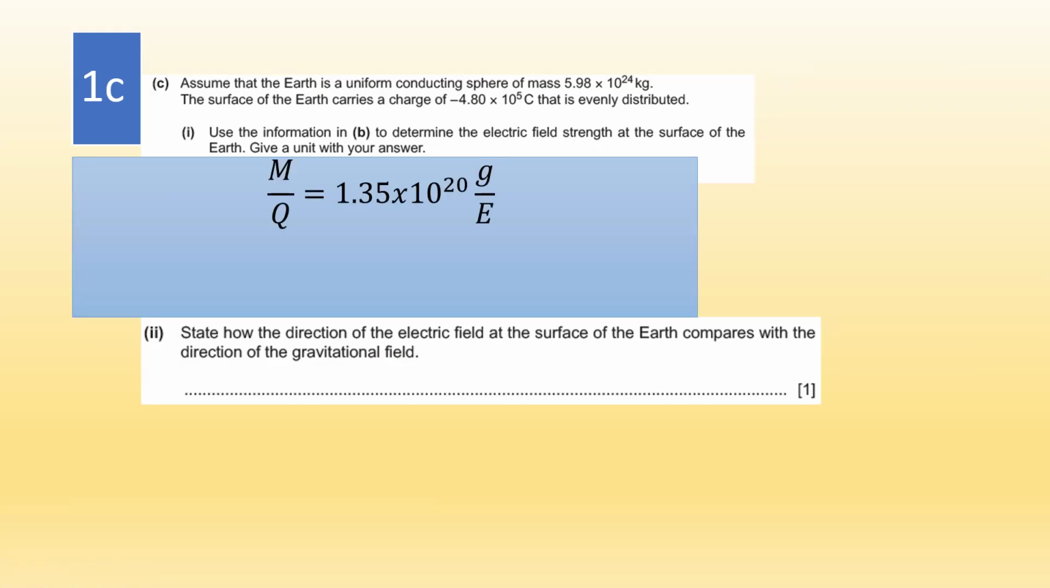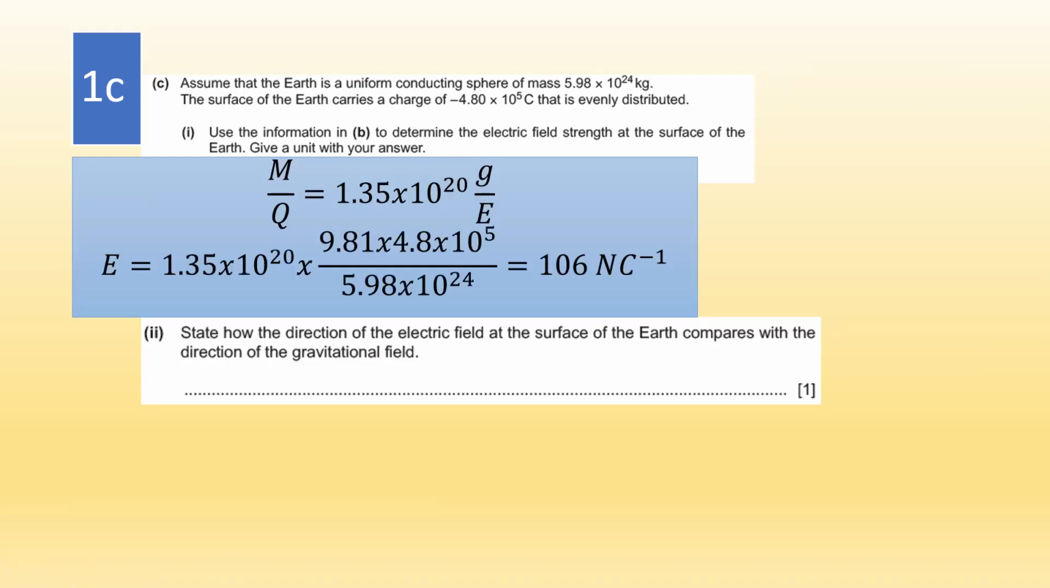Just use the equation that you have derived. You want to find E, so cross multiply. Take M down, take GQ across. 1.35 times 10 to the power 20. g is 9.81. That's your capital M. That's your Q. Don't worry about the negative sign. You get 1.06 newton per coulomb.